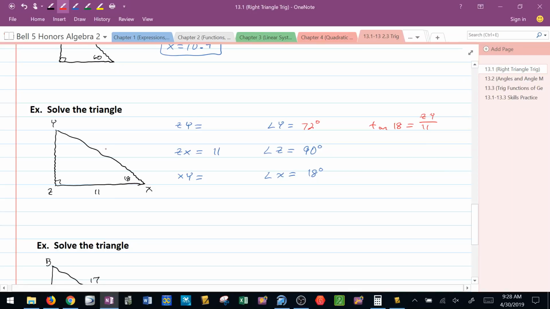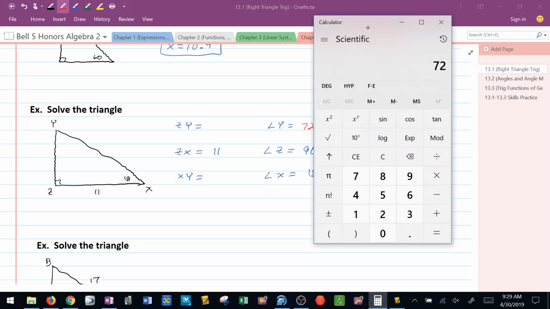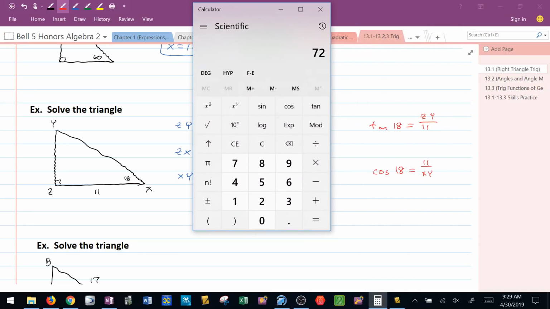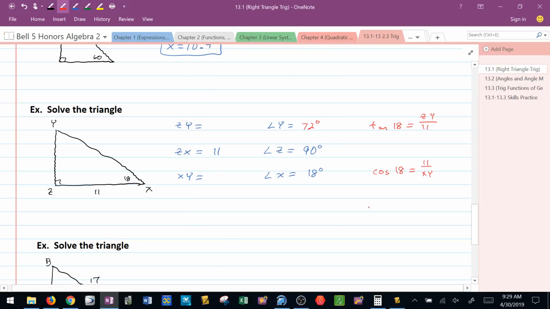But let's also find the hypotenuse, which is yx or xy. I'm given the side adjacent, so that tells me to find xy, I'm going to take the cosine of 18 degrees is equal to adjacent over hypotenuse. Hypotenuse again was xy. Now, in the first one, I don't know the numerator, the top of the fraction. So I'm going to multiply by trig, 11 times the tangent of 18, and I find that to be 3.6.